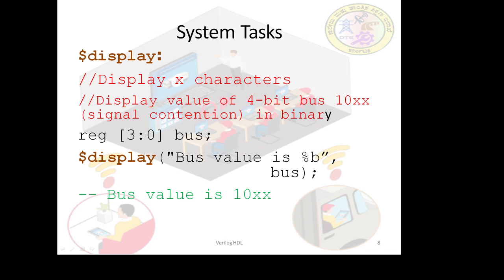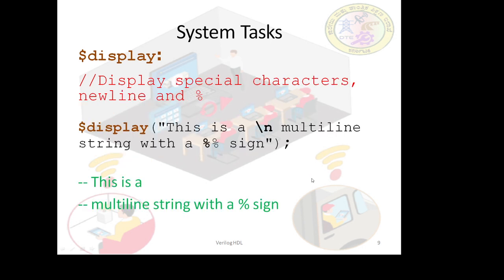Then terminate it with a semicolon, and we are trying to display this value. So dollar display, and within the double quotes, bus value in the binary form we want to display, so percentage b. Then the double quotes are closed, separate it with a comma and the bus. When it has been simulated, after execution, we'll be able to see the bus value, because we have stored this value in the bus, so that bus value will be displayed, that is 10xx. This is the parameter we have used. So we have to separate it with a comma and write the bus, and then close the parenthesis and then terminate it with a semicolon.